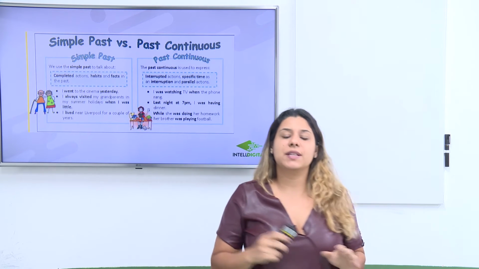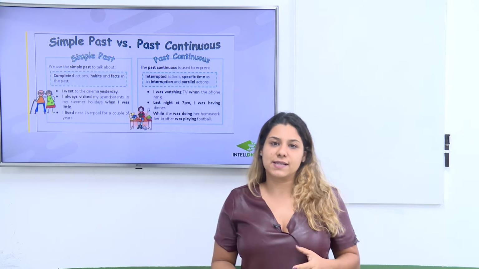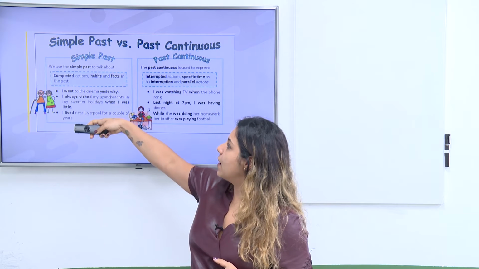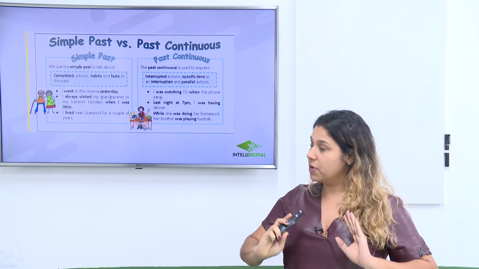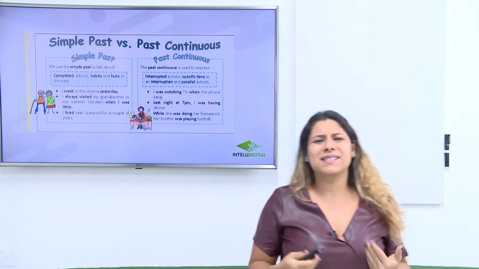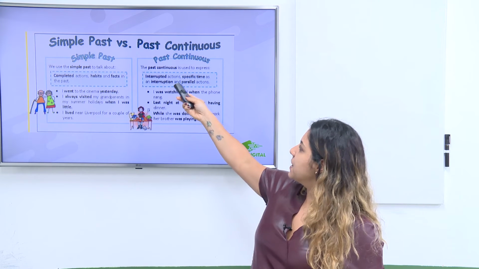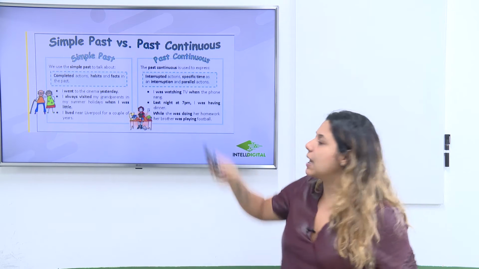Now, just to remember the difference between the simple past and the past progressive or past continuous, okay? So the simple past, we use the simple past to talk about completed actions, habits, and facts in the past. Perfect. And now, past continuous, when do I use it? So, interrupted actions, okay? Specific time as an interruption, parallel actions.